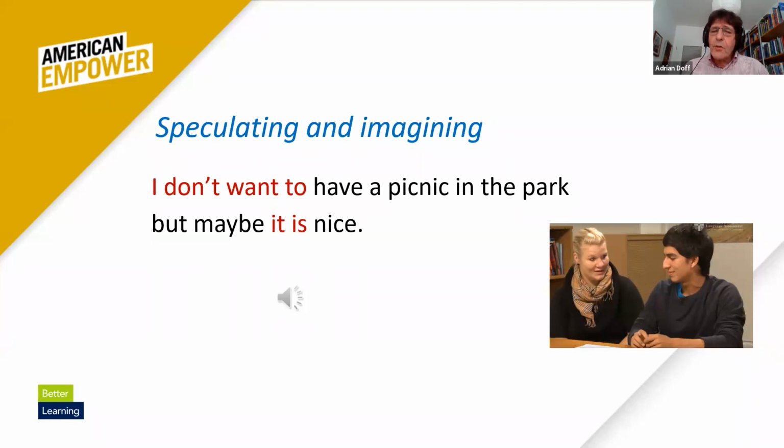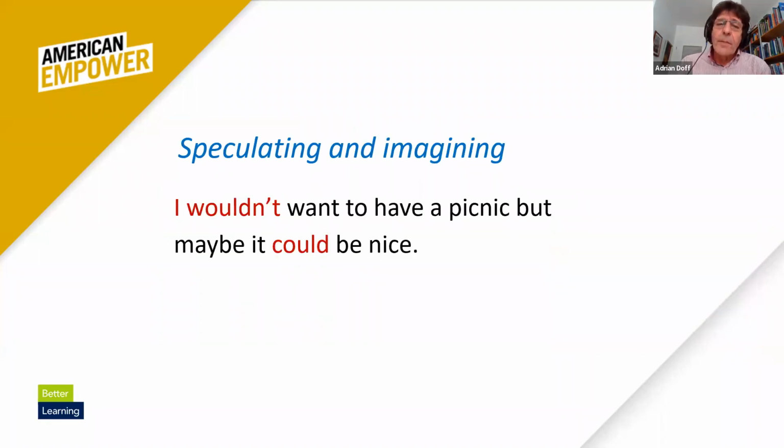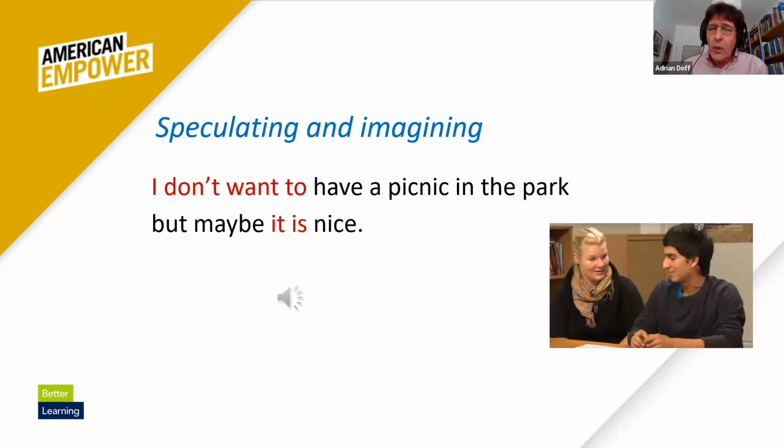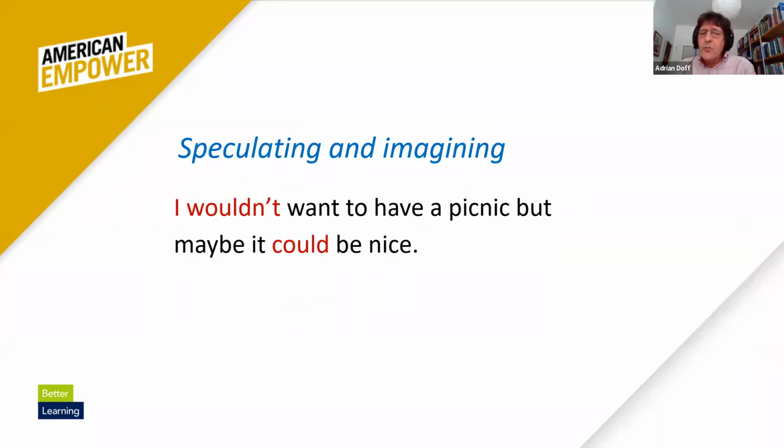Okay, so she uses present simple here. When I first heard this, I wasn't immediately sure what she meant by this, whether she meant I don't like having picnics, or whether, and I think what she actually meant was, well, I wouldn't want to have a picnic, but maybe it could be nice. So again, it's a question of modal verbs and not really using would or could. I think it's quite surprising, actually, that given the kind of level she's at, that she doesn't use would and could, or wouldn't and couldn't, because these are fairly sort of basic expressions.